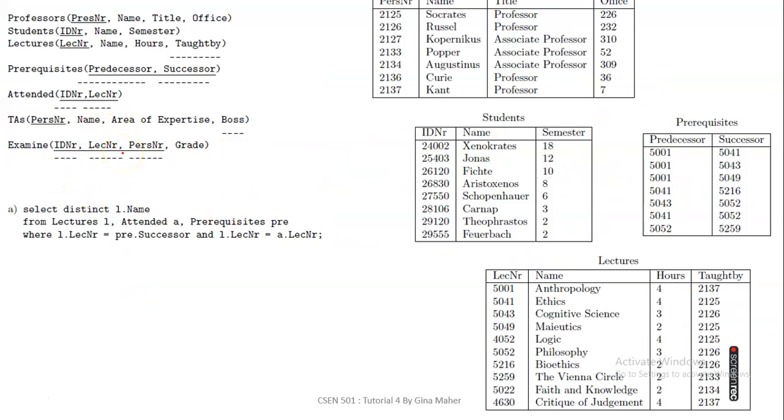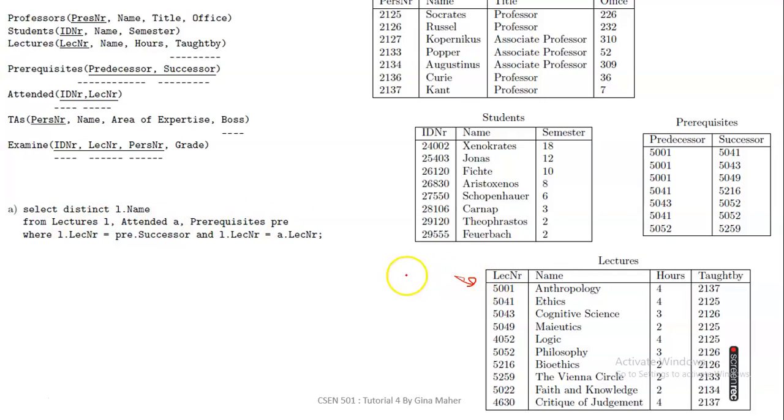In this question, it is different because we are going to execute, to check what this query returned, instead of writing the query. Now we have tables of professors, students, prerequisites, and lecture. And we want to get this query. We want to get the lecture names, which will be obtained from lecture, attendant, prerequisite.